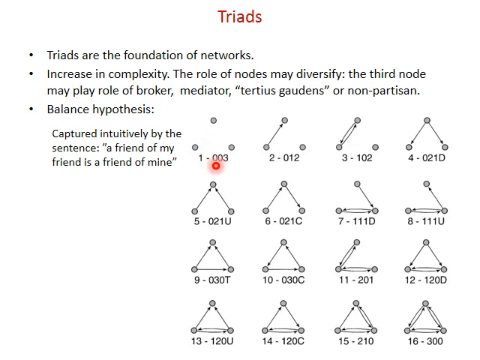The first number gives the number of symmetric relationships, so 0, 0, 1. The second number gives the number of asymmetric relationships. Clearly it is 1 in this case. This is the asymmetric relationship, and it is 0 here.